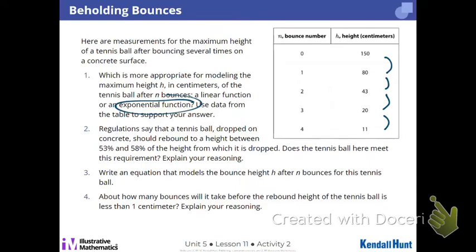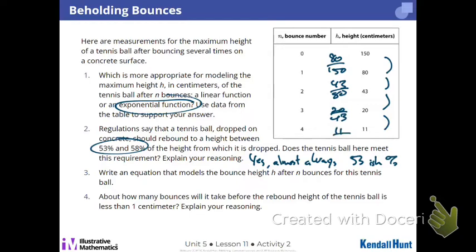Then, if you found those, most of them were about 53%, which gives a little wiggle room. I said yes, almost always 53-ish percent. And I got that by doing 80 divided by 150, 43 divided by 80, 20 divided by 43, and 11 divided by 20. Okay. There was one that was like 48, 49, but it was just one of the bounces. So you could talk about that, say, no, one of them was below.